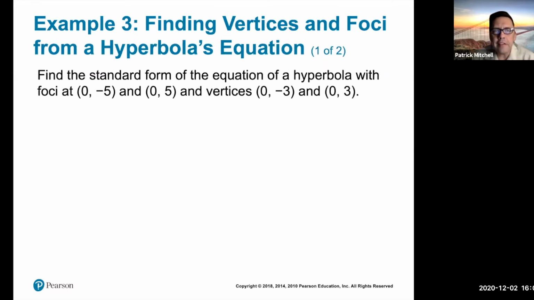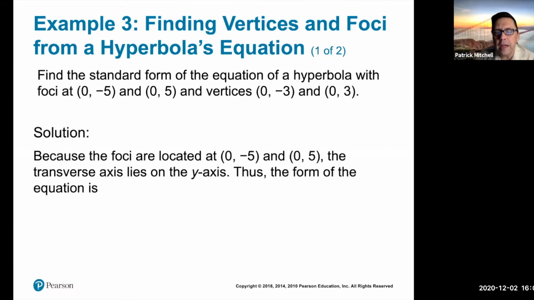All right, in the next example, we'll find the standard form of the equation of a hyperbola with foci at (0, -5) and (0, 5), and vertices at (0, -3) and (0, 3). Because the foci are located at (0, -5) and (0, 5), the transverse axis lies on the y-axis. So this is an up and down opening hyperbola. So the form of the equation is y squared over a squared minus x squared over b squared equals 1.